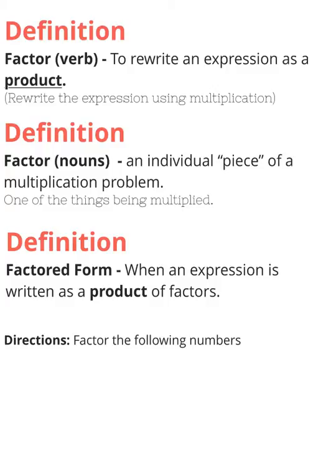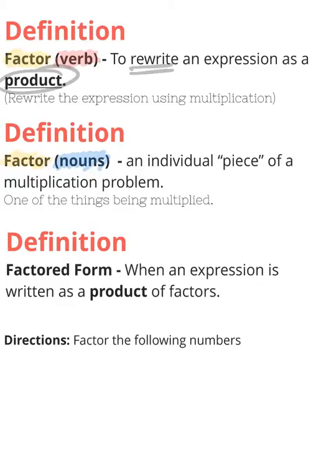So one vocabulary word for today is the word factor. And what we can see here is that the word factor is going to be written or used as a verb and as a noun. So there is a difference between how we use the language. The most important thing that we're studying today is factoring as a verb. So factoring is an action. It means you need to rewrite something as a product of two things.